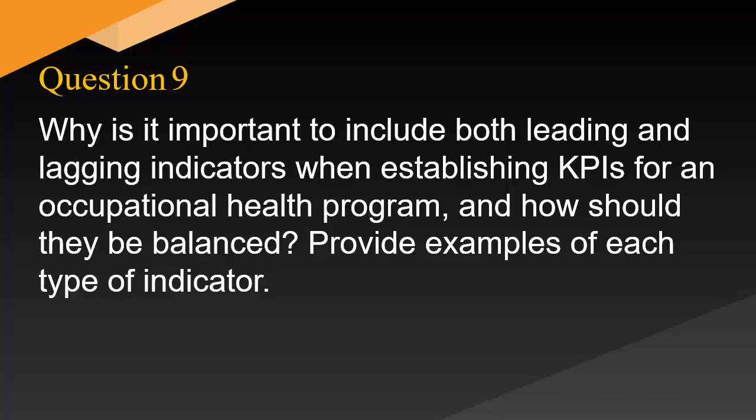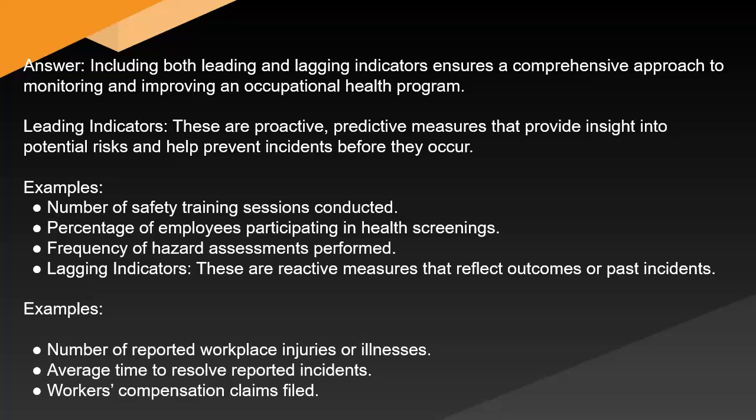Why is it important to include both leading and lagging indicators when establishing KPIs for an occupational health program, and how should they be balanced? Provide examples of each type of indicator. Answer: Including both leading and lagging indicators ensures a comprehensive approach to monitoring and improving an occupational health program. Leading indicators. These are proactive, predictive measures that provide insight into potential risks and help prevent incidents before they occur. Examples: number of safety training sessions conducted, percentage of employees participating in health screenings, frequency of hazard assessments performed.